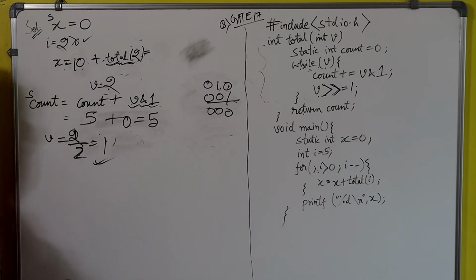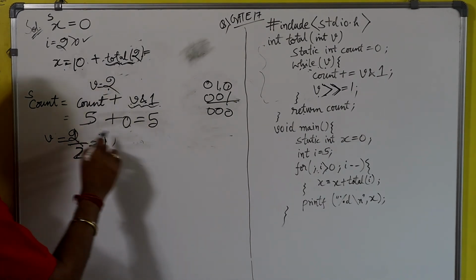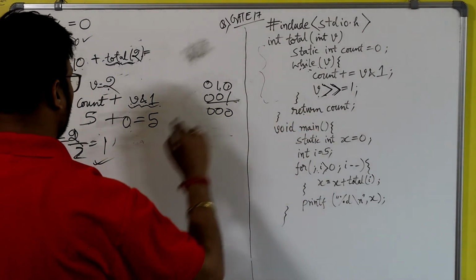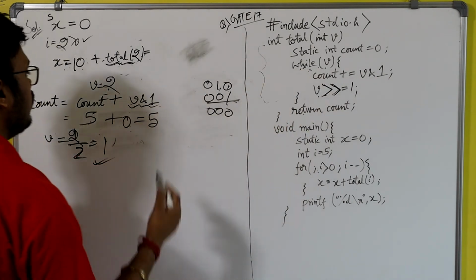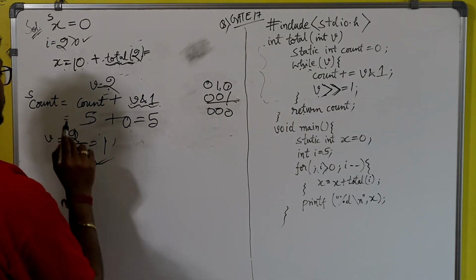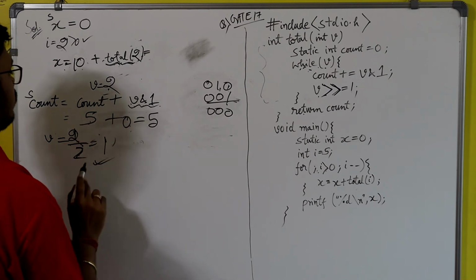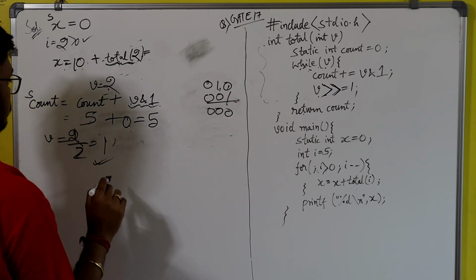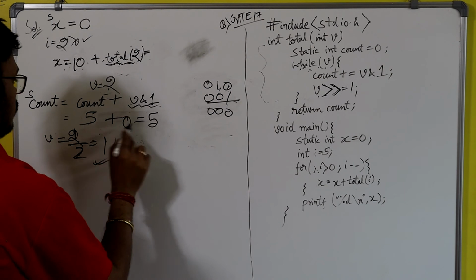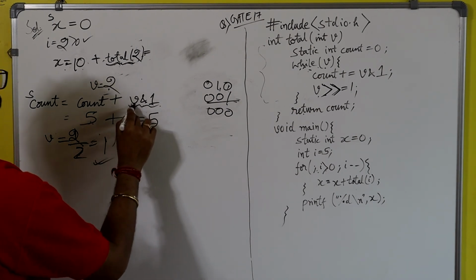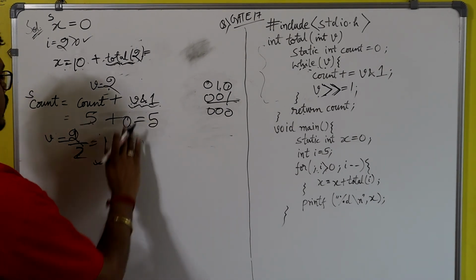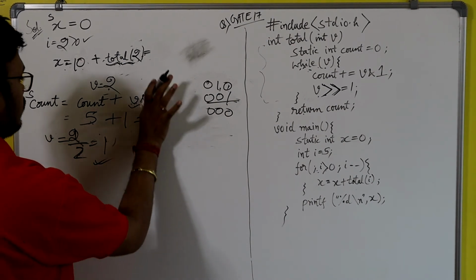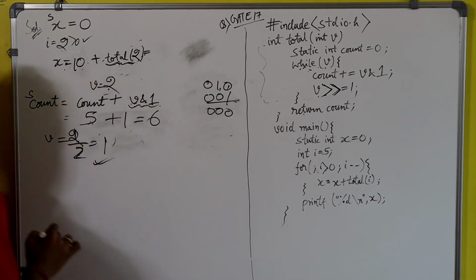Okay. So now again execute. While of 1 is a true statement. So count is equal to count plus V and 1. So 5 plus, what is the value of V? The value of V is 1. 1 and 1 is 1. So 5 plus 1 is 6. So the count value has become 6.